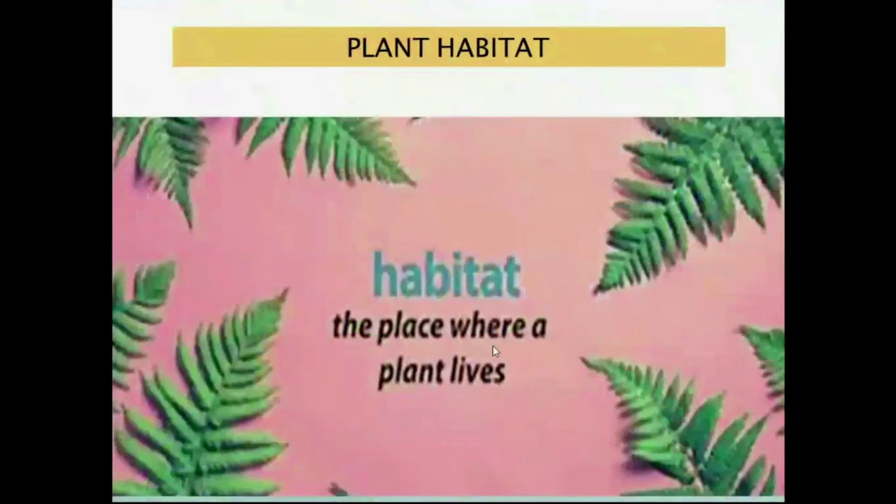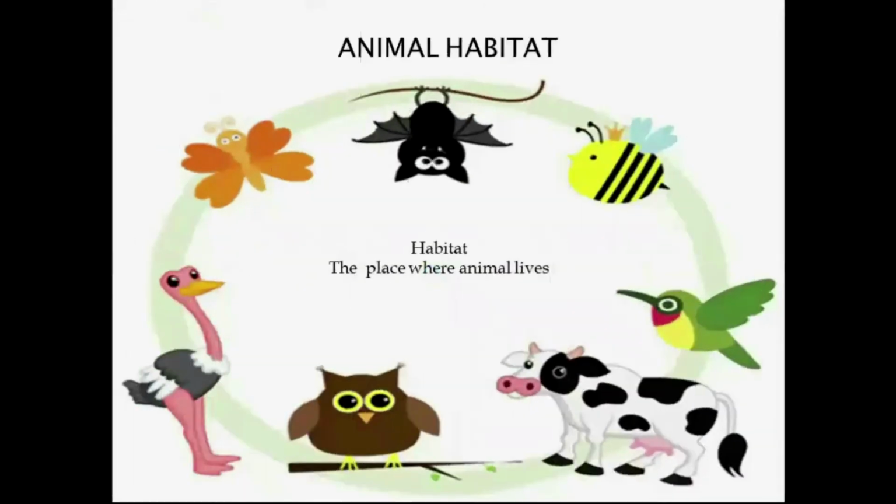Then we are going to discuss plant habitat. Plant habitat is something where plants like to live. The place where a plant lives is called what? Plant habitat. Then animal habitat. Animal habitat is a place where an animal lives. Now there are different animals in this picture. Every animal has a different home. Can butterflies live together with an owl or with a cow?